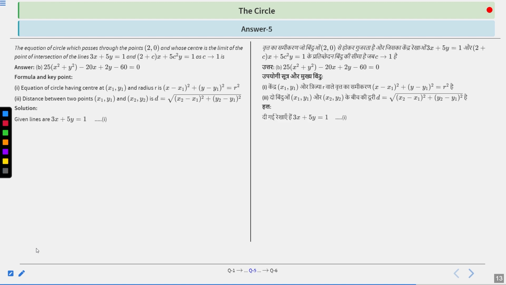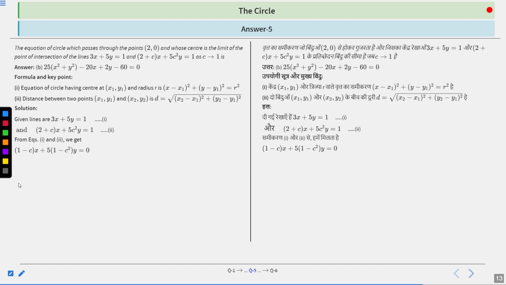The given lines are 3x plus 5y equal to 1, equation 1, and (2 plus c)x plus 5c square y equal to 1, equation 2. Now, from equations 1 and 2, we will get (1 minus c) into x plus 5 times (1 minus c square) into y equal to 0. Now, we can take 1 minus c as common.